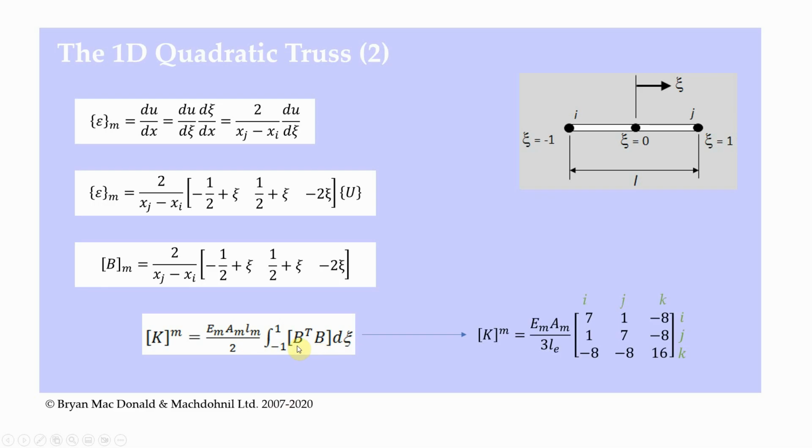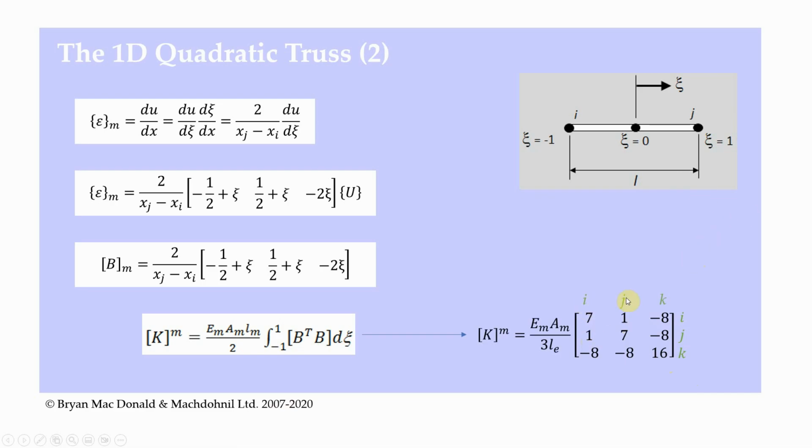When we do that integration and multiply these matrices together, we now get the stiffness matrix for our quadratic truss, which is a 3 by 3 stiffness matrix because we have 3 nodes and they have 1 degree of freedom for each node. In other words, one direction they can move in.